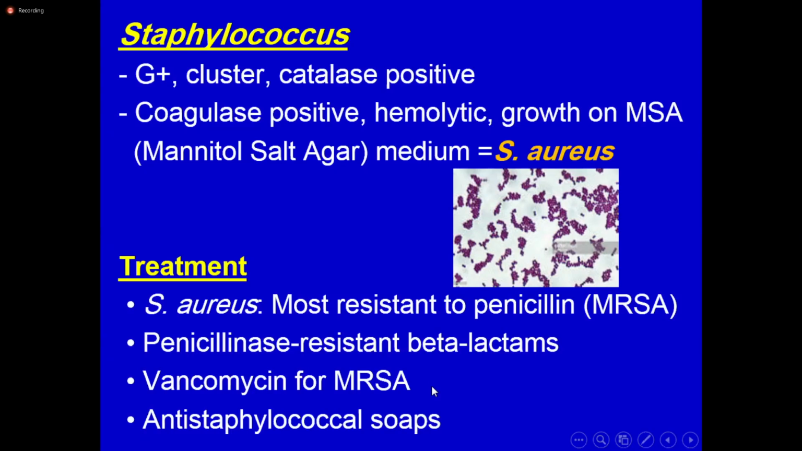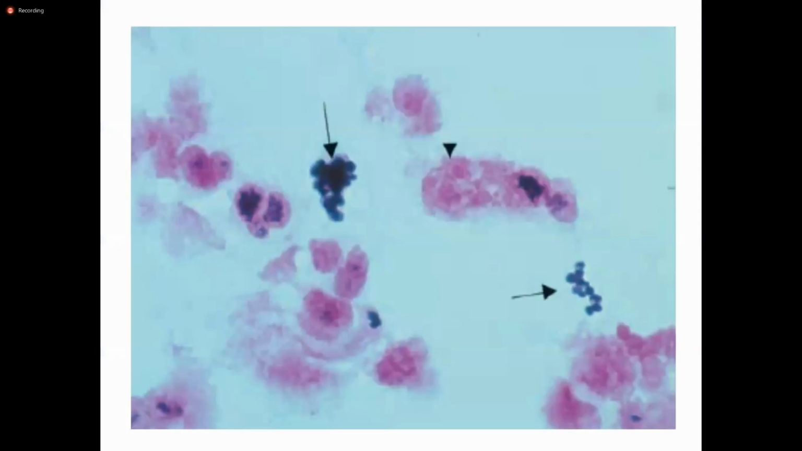And sometimes if you don't have vancomycin, you can use anti-staphylococcal resistant drugs, for example, flucloxacillin, which can resist destruction by beta-lactamases. You can see the clusters, gram-positive, cocci. Remember, these are cocci.